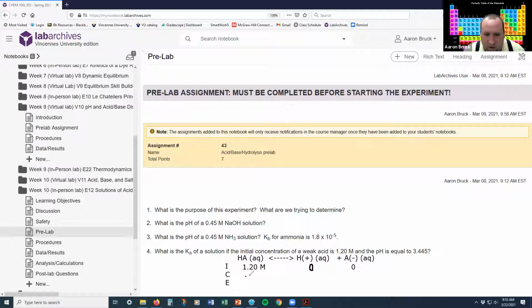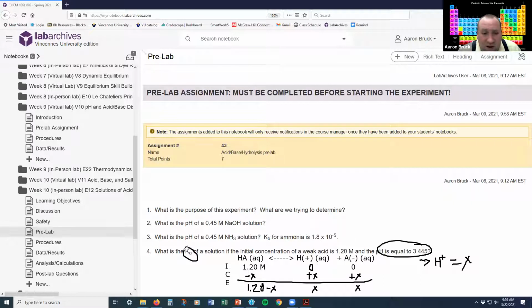And then we would know that we're going to lose some amount of the acid. We are going to gain some amount of the conjugates. My final concentrations are going to be 1.20 minus X, X, and X. And I should be able to use this pH value of 3.445 to determine the concentration of H+, which would give me the value of X, which I could then plug in to solve these E values and solve for the Ka. So not going to go too deep into any of that because, again, we already got the video out there. You should know how to do this already.